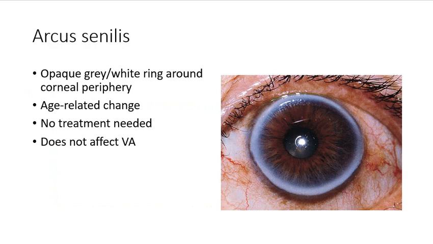And the final corneal problem I'm going to present here is arcus senilis, and this is an opaque grey or white ring around the corneal periphery, and it's an age-related change. That arc or ring comes from lipids or fats and/or cholesterol deposited in the cornea, and it's often actually associated with elevated cholesterol levels in patients. You're definitely going to see this in your patients clinically.